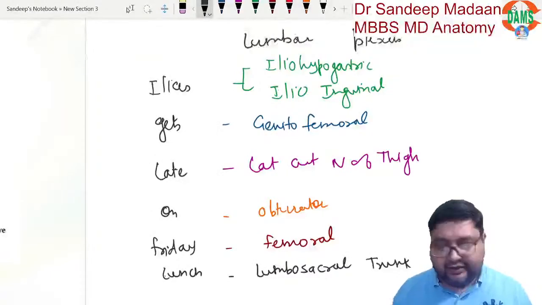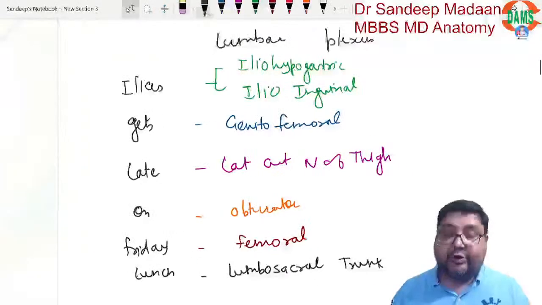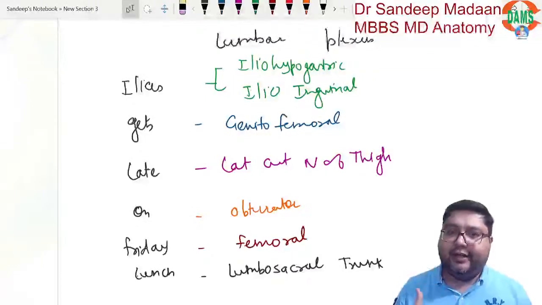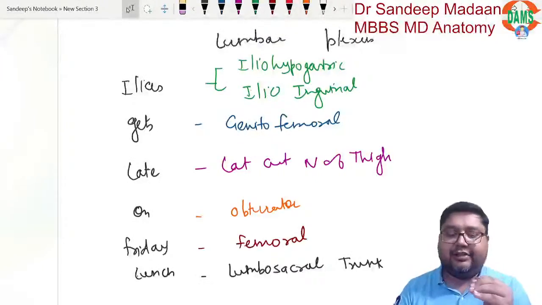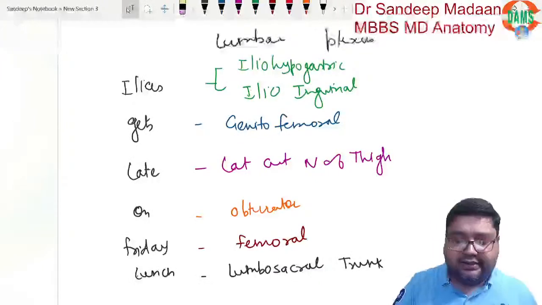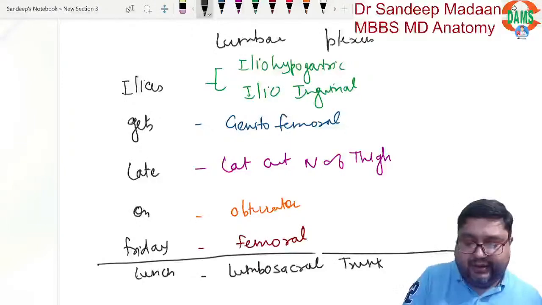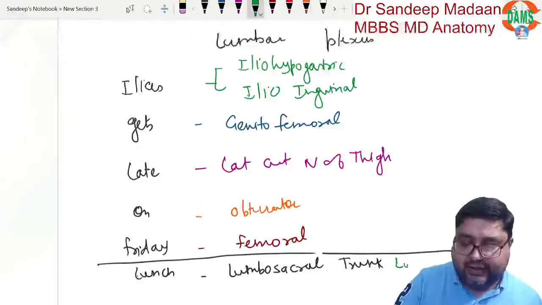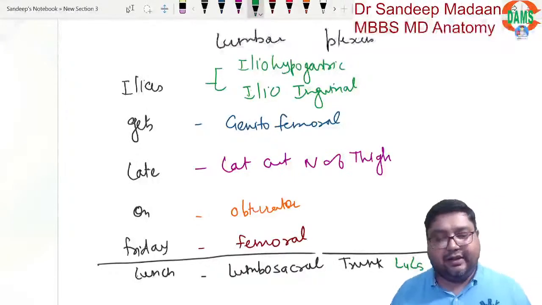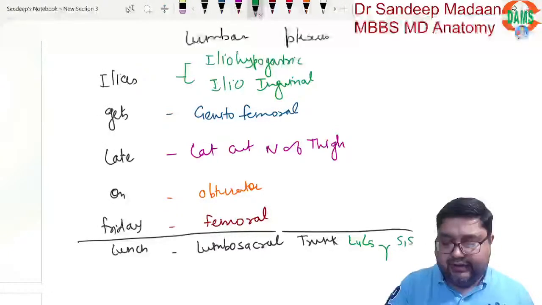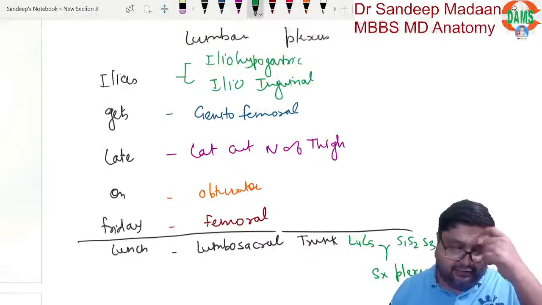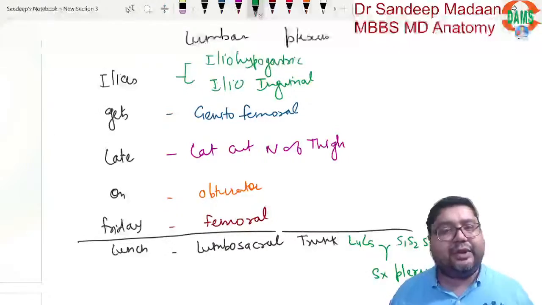This is the lumbosacral trunk. Now, dear friends, although we have written this mnemonic, Ilyas gets late on Friday lunch, and we are including the lunch also here, let me tell you that the lumbosacral trunk is not a part of the lumbar plexus. Then what is this? We can simply remember lumbosacral trunk is nothing but L4, L5 fibers, which join with the S1, S2, S3 fibers to make the sacral plexus. Is that okay?